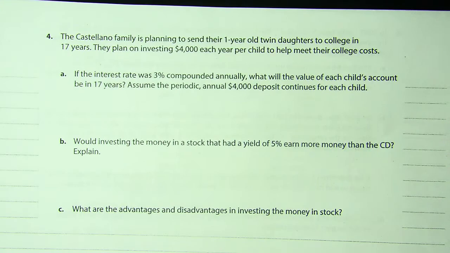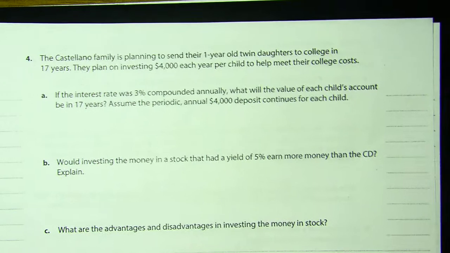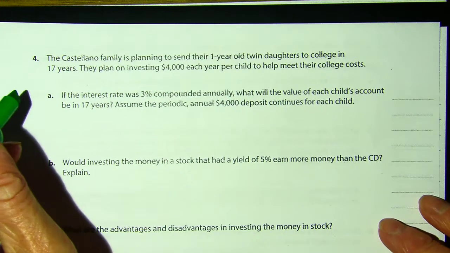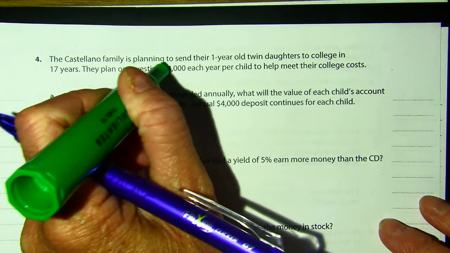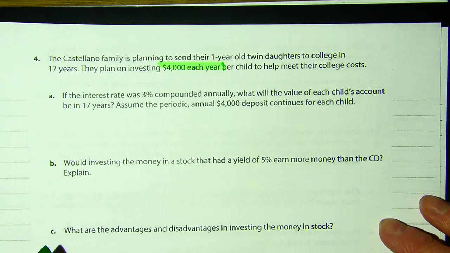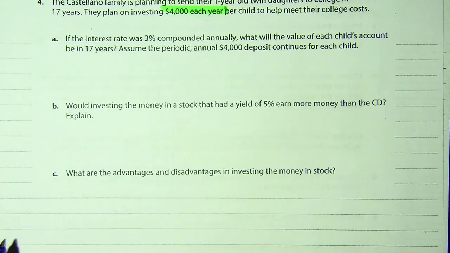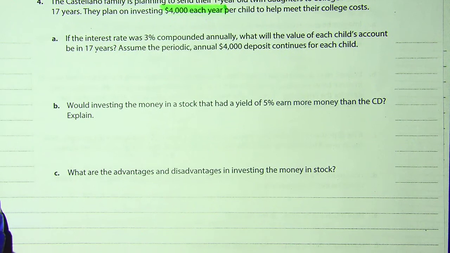So number 4, and we're going to be using an old formula. Here is a family that wants to set up a college fund for their 1-year-old daughters. They plan on investing $4,000 each year per child. So we're going to do part A down here.